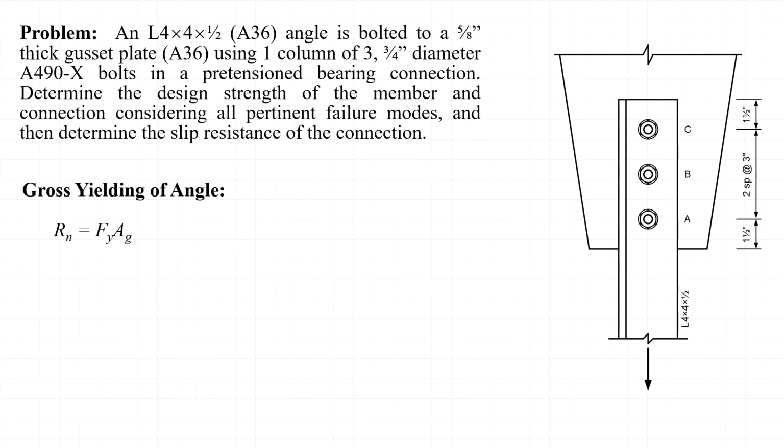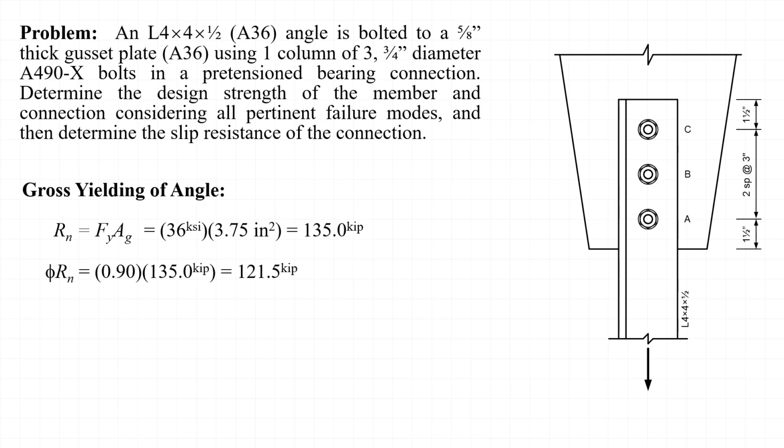We'll start our calculations by looking at the strength of the angle as a tension member and calculate the gross section yielding strength of the L4 by 4 by half. The nominal strength, R sub n, is equal to F sub y times A sub g. Substituting values of 36 ksi and 3.75 inches squared, we find that the nominal strength is equal to 135 kips. And applying a resistance factor of 0.90, we find that the design strength, phi R sub n, is equal to 121.5 kips.